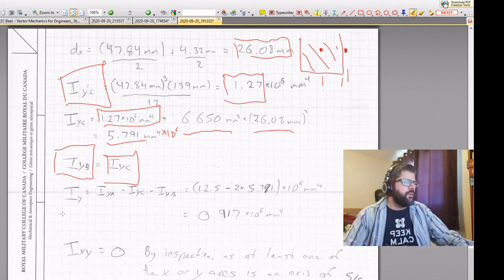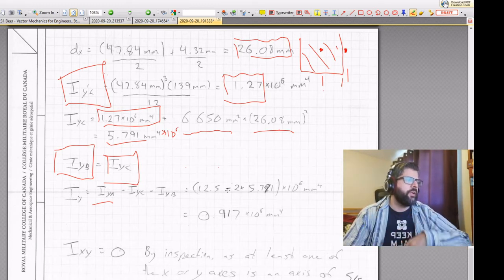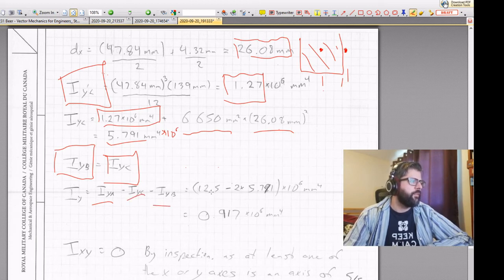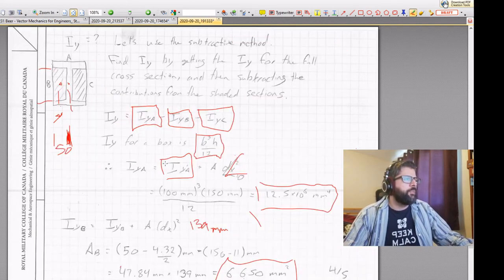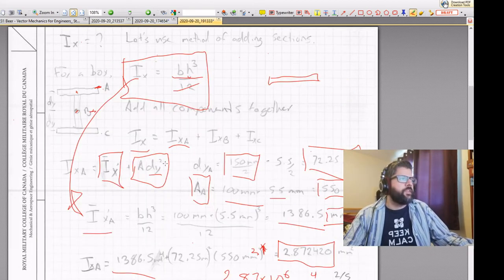So the IY total is just going to be the big IY that we initially calculated based upon the 100 millimeter by 150 millimeter block minus the contributions from these two sections. So that's 12.5 times 10 to the 6 millimeters to the fourth minus 2 times 5.791 times 10 to the 6 millimeters to the fourth, which gives us this value here, 0.917 times 10 to the 6 millimeters to the fourth. So compare that to our IX, and we see that it is significantly smaller, which really shouldn't be surprising.